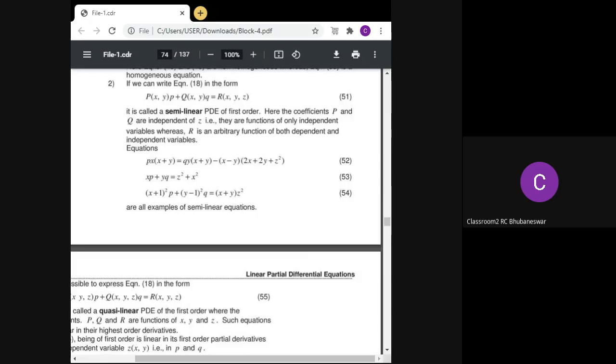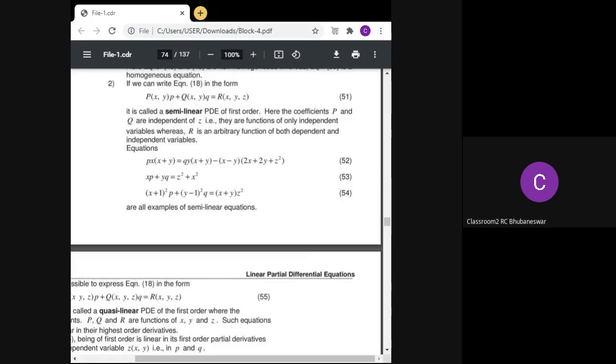Some of the examples are given in equation number 52, 53, and 54. And clearly you can see the right hand side of the function, which does not contain p or q, is a function of x, y, and z. So that's why these kinds of equations are known as semi-linear partial differential equations of first order.